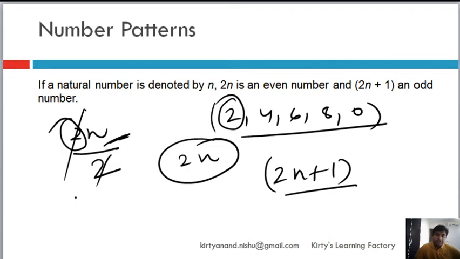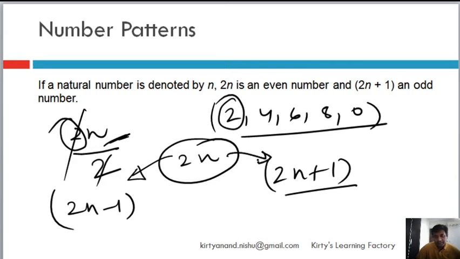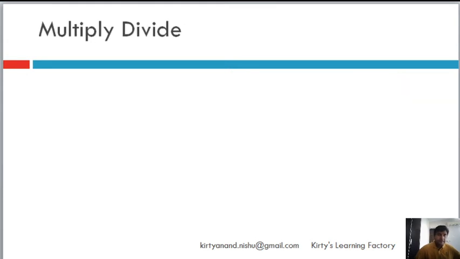Another way of looking at an odd number is also 2n minus 1, right? Because a number which is 1 less than an even number will also be an odd number. Similarly, a number 1 more than an even number will also be an odd number. So these are number patterns. Algebra gives us the benefit of expressing them.